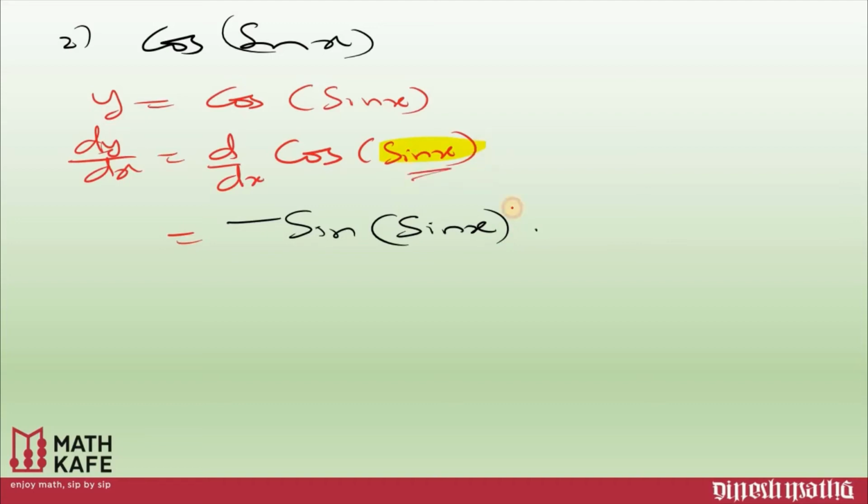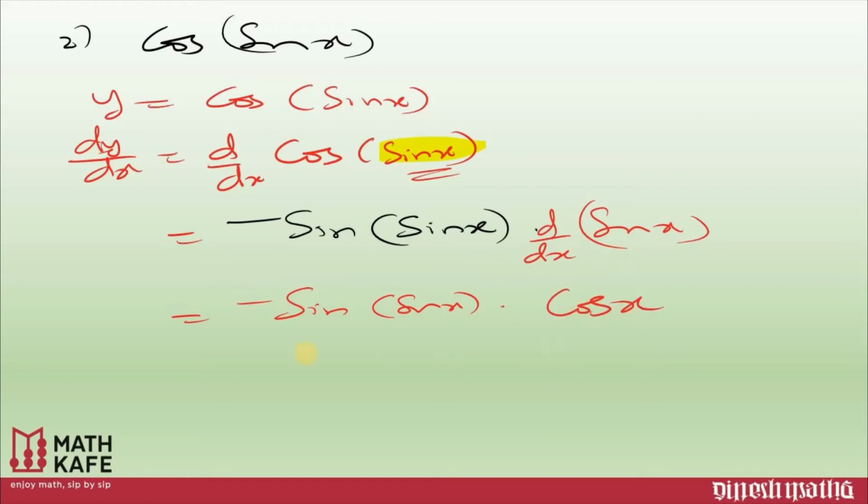Now come back. As this is not an x, I need to differentiate that expression again. d by dx of sin x. Negative sine of sin x into, what is the derivative of sin x? Cos x. You have done that. That is the chain rule.